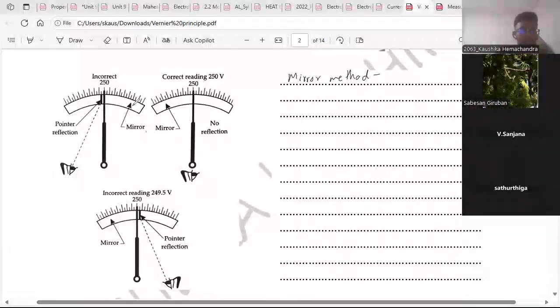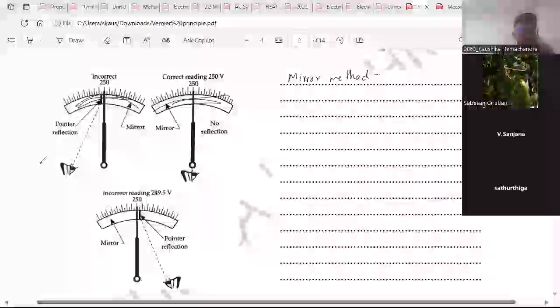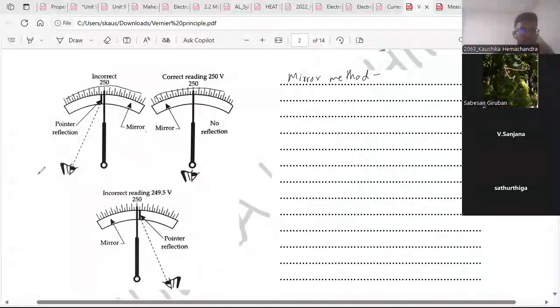So in the mirror method, there is an indicator which is used to take the reading, and there is a mirror beneath the indicator. This is the mirror, and this is the scale. The one below is the mirror. So you can see we will be taking the reading.